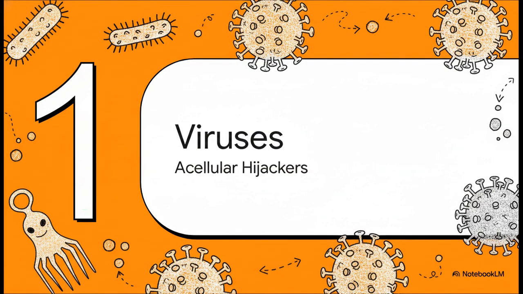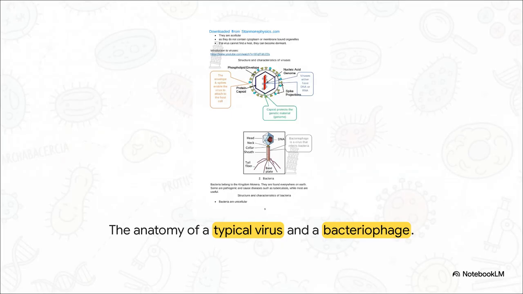Okay, group number 1, viruses, the acellular hijackers. When you break down the anatomy of a typical virus, you'll find a protein capsid. That's essentially a protective shell for its internal genetic payload, which can be either DNA or RNA. Wrap that up in a phospholipid envelope covered in spike projections, and you've got a virus. Those spikes are absolutely crucial because they act like tiny lockpicks, letting the virus latch onto a host cell.